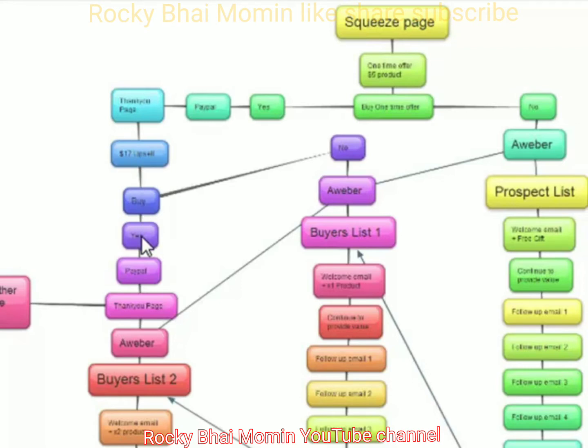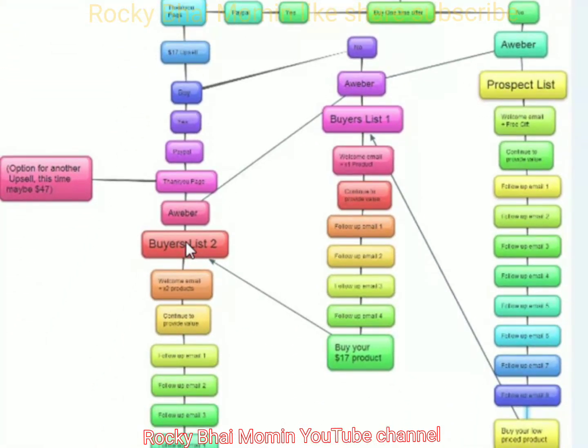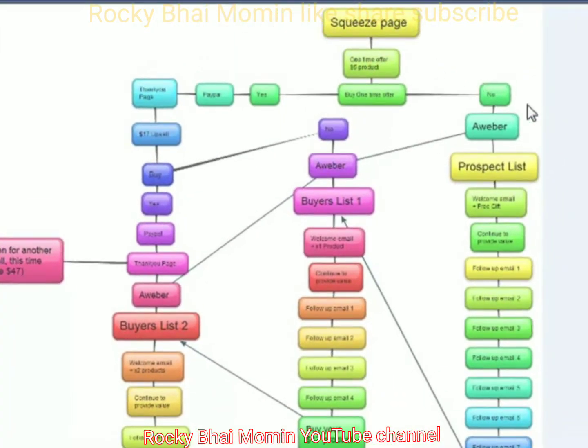They then go through and you put them on your buyers list number 2, because they've just purchased both products and they are a very valuable customer. If they don't buy the $17 upsell, which some won't, then you just put them on buyers list number 1, because they've still purchased your one-time offer. Of course, if they don't even buy your one-time offer, then you put them on your prospects list, which is exactly what you would do anyway, and you just follow up with them until they decide to make a purchase.